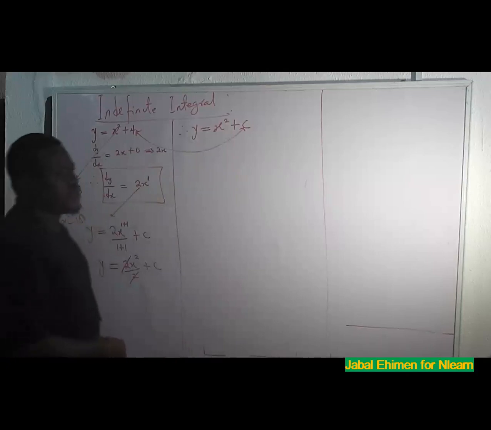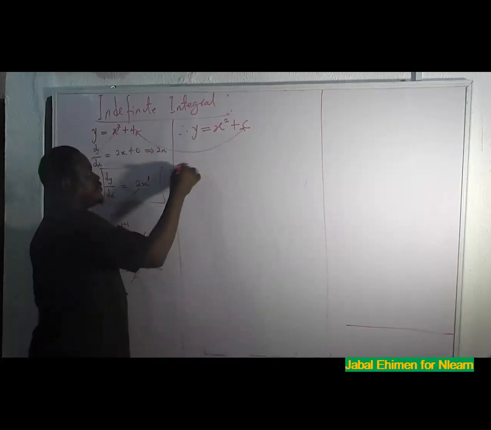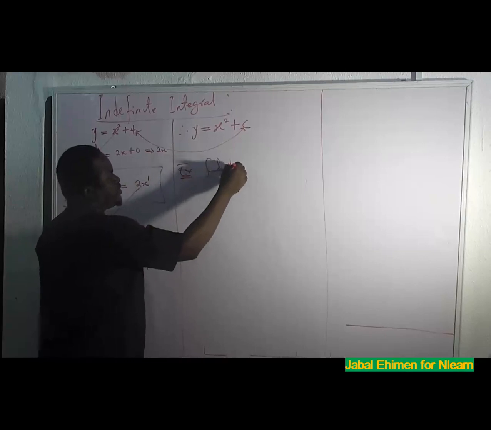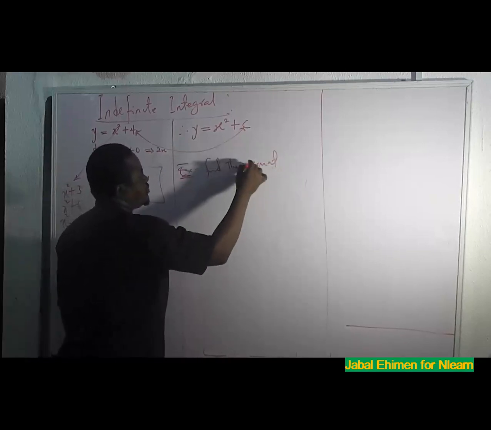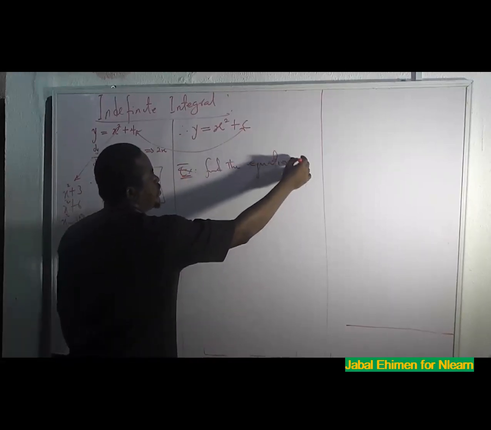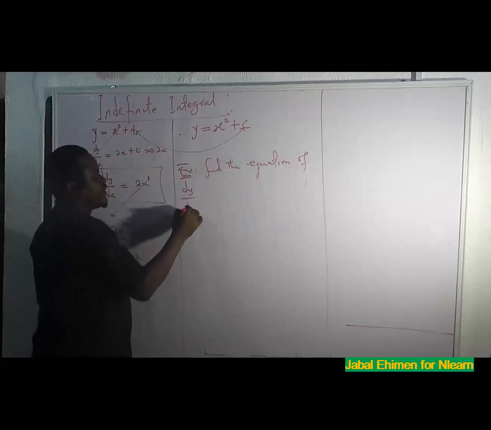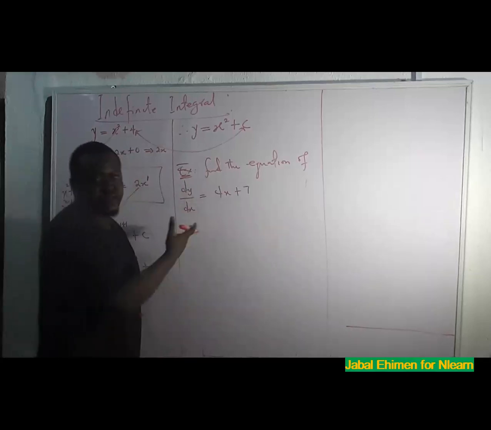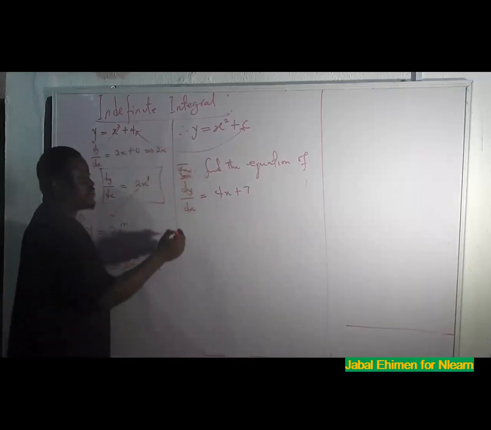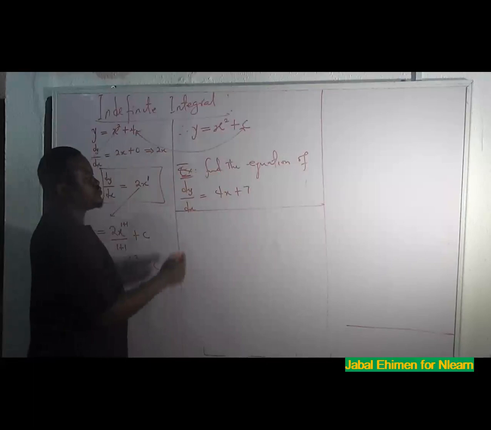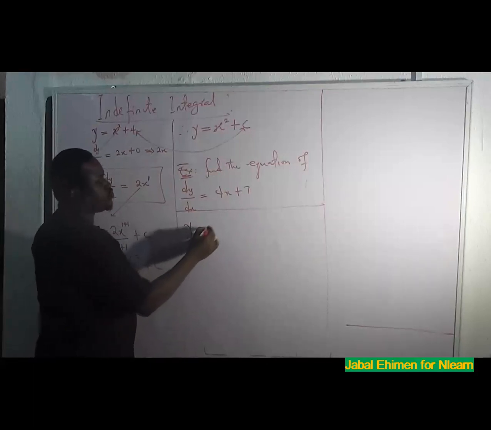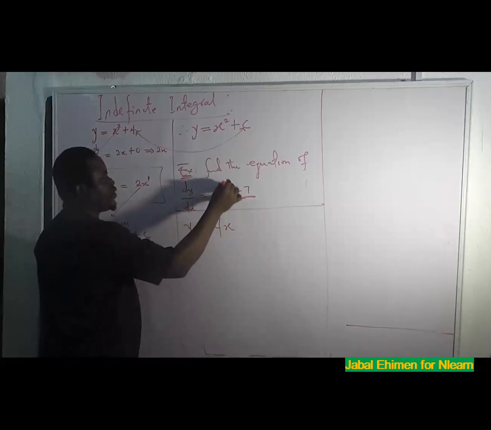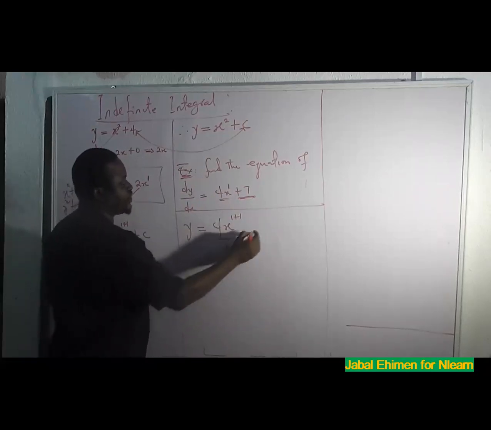Now, for example, I'm asked to find the equation. That's how you get questions. Find the equation of dy over dx equal to 4x plus 7. If you have something like this, it's a differential equation. Now from here, my solution becomes y is equal to the integral. The differential value now becomes 4x. There's a power here, 1. That becomes 4x to the power 1 plus 1 divided by 1 plus 1, plus 7.